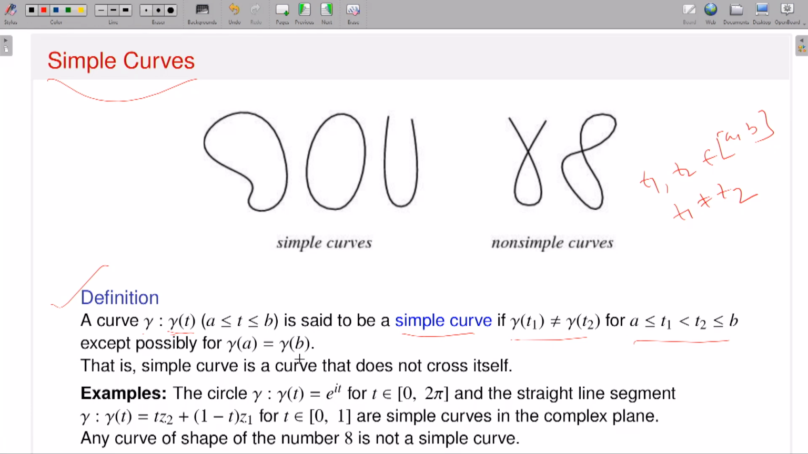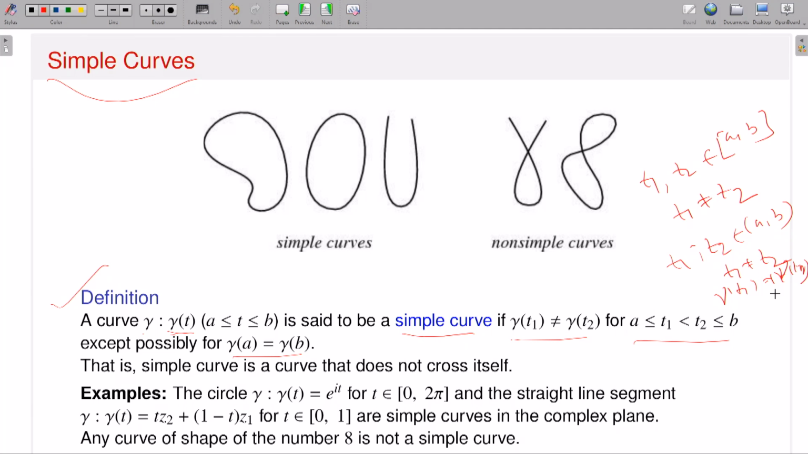Except possibly the endpoints. That means if t1 is equal to a and t2 is equal to b, then I could allow gamma of a to take the same value as gamma of b. So except at the endpoints, if I take t1 and t2 from the open interval (a, b), with t1 not equal to t2, then gamma of t1 is not equal to gamma of t2. So my function is injective except at the endpoints.